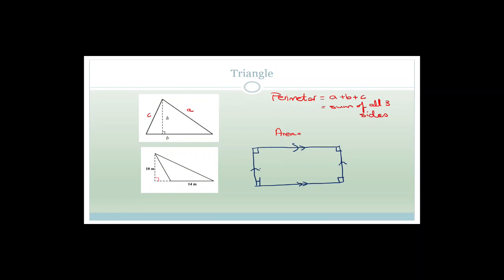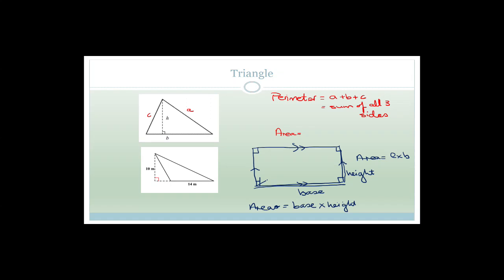If I now ask you for the area of this rectangle, the area of the rectangle is going to be length times breadth, right? But do you agree that I could also write this, if I said that this was the base of the rectangle, and then this here would be the height. So I could also write the area as equal to base times height. Do you agree?